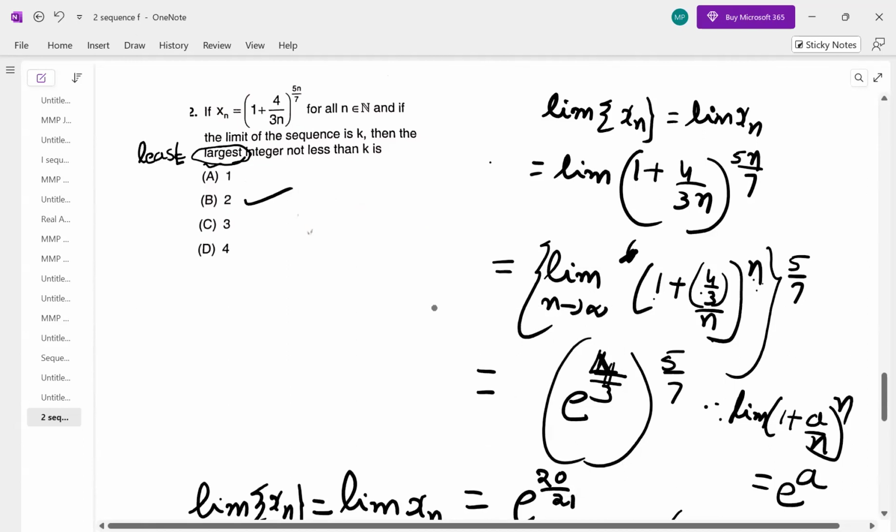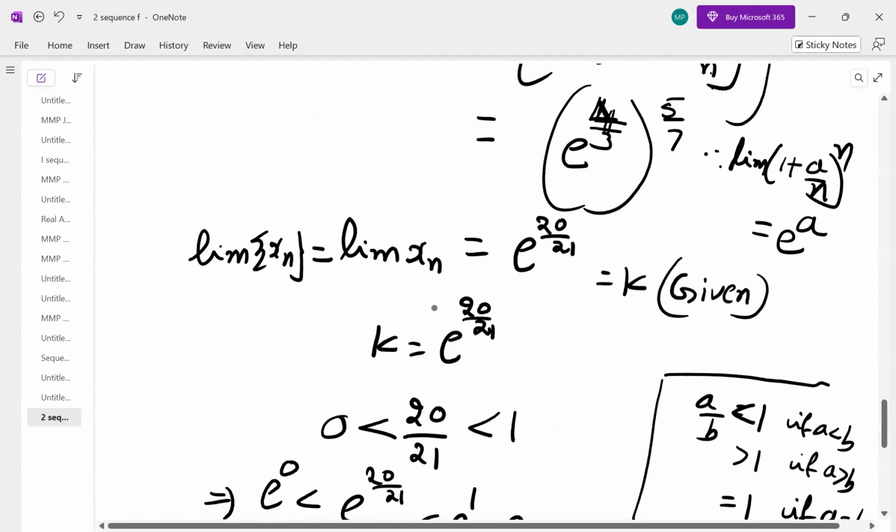I'm repeating once again. You are given that the limit of the sequence is k. How to find the limit of the sequence? The limit of the sequence is the limit of the nth term. Yesterday we discussed how to find the limit of xn. Take this to the power 5n by 7n. I'm rewriting this in the form (1 plus a by n) whole power n, because 5n by 7 is n into 5 by 7. This is nothing but e power a, here e power 20 by 21. This formula we use.